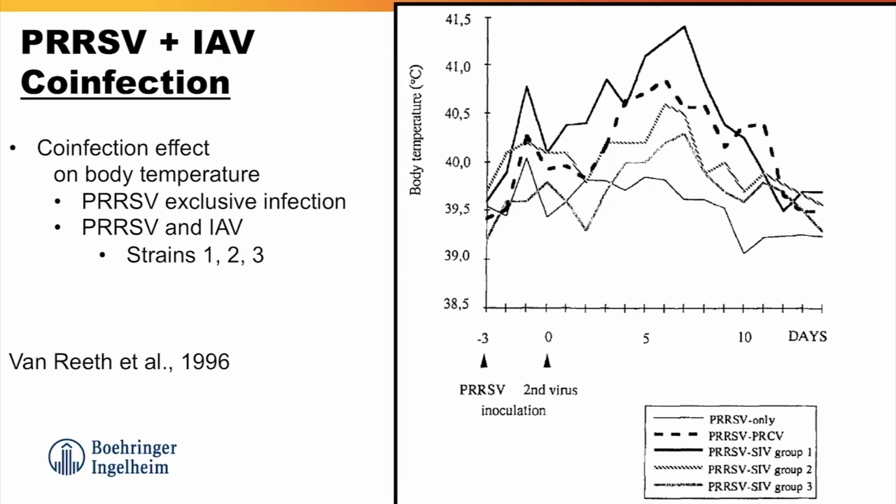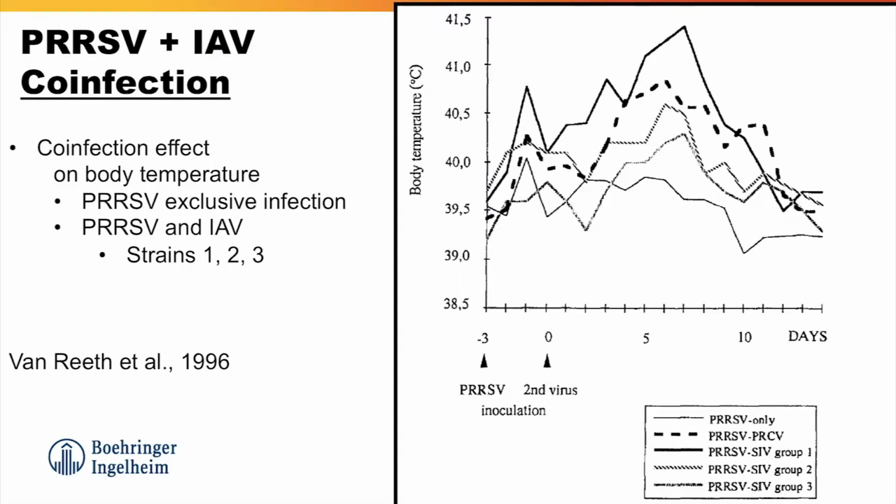And so one of the studies I wanted to present is a little bit older as far as the data from '96, but Van Reeth did a study looking at PRRS infection by itself and then as a co-infection with respiratory coronavirus and 3 different strains of flu.